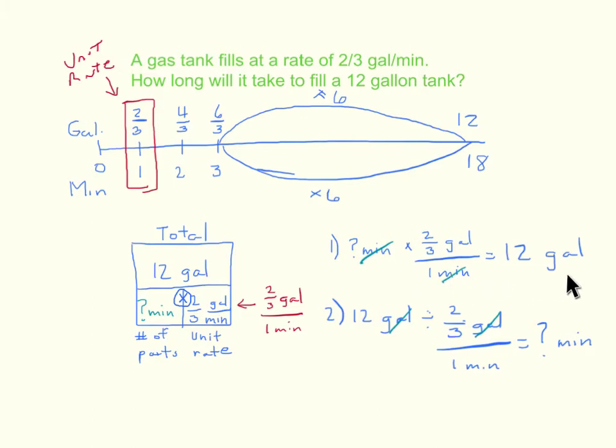the 12 gallons. Another way to think about this problem, though, is to think of it as division. 12 gallons divided by the factor of 2/3 gallons per 1 minute is going to give us the other unknown factor of how many minutes.